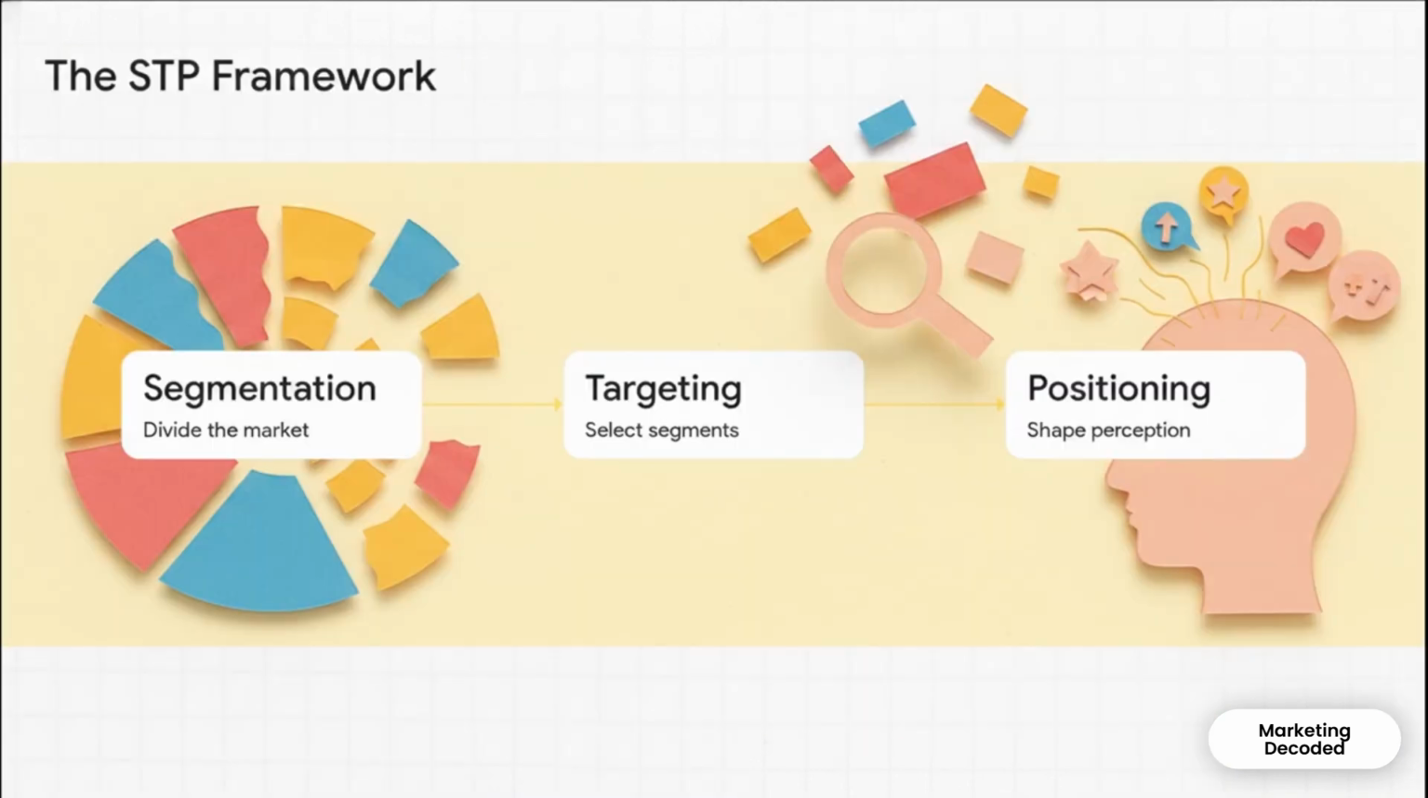Let's just quickly anchor ourselves in the broader marketing framework so we don't lose the plot. Targeting doesn't just happen in a vacuum. It is step 2 of the famous STP framework. Step 1 is segmentation. That's where you divide the market. Step 2, which is our entire focus today, is targeting. That's where you choose your focus. And step 3, which we'll hit in our next explainer, is positioning. That's how you shape the customer's perception. 3 distinct steps, but one seamlessly connected strategy.